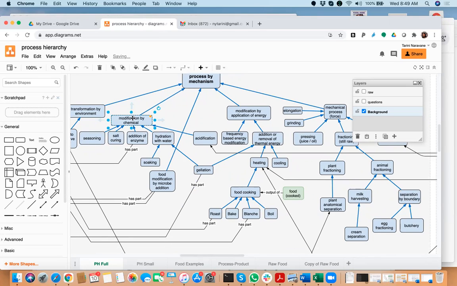Or how about chemical... Oh, right. No, modification by chemical. Yeah. Okay. And I can add extraction there later. I just don't want to make a mess of the diagram now.